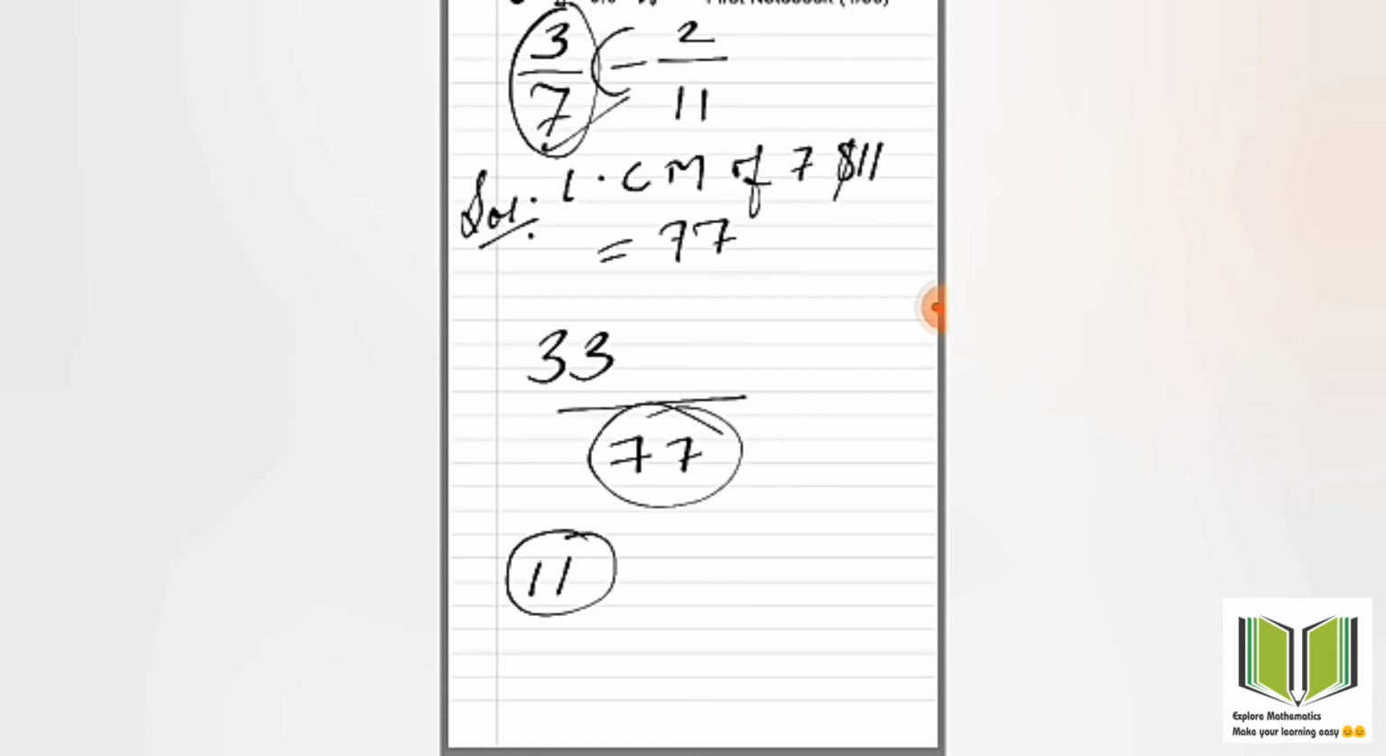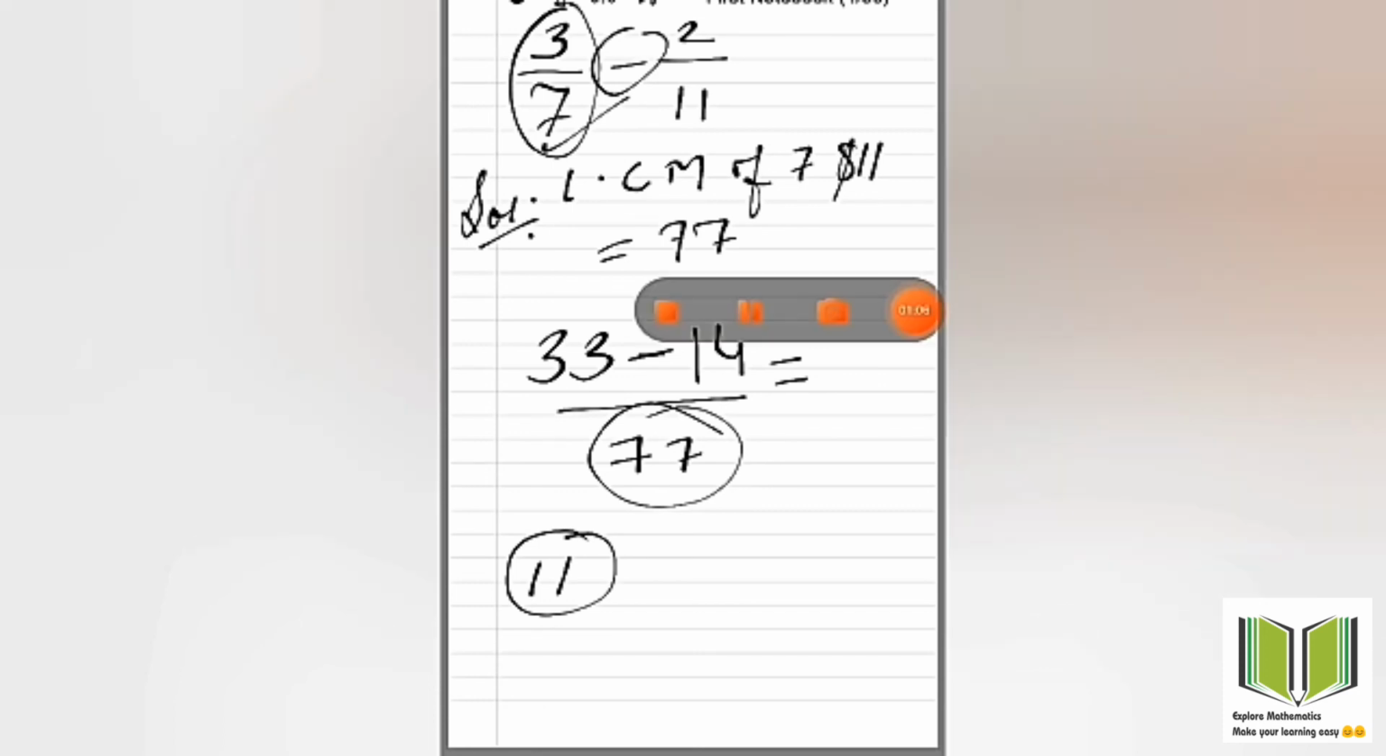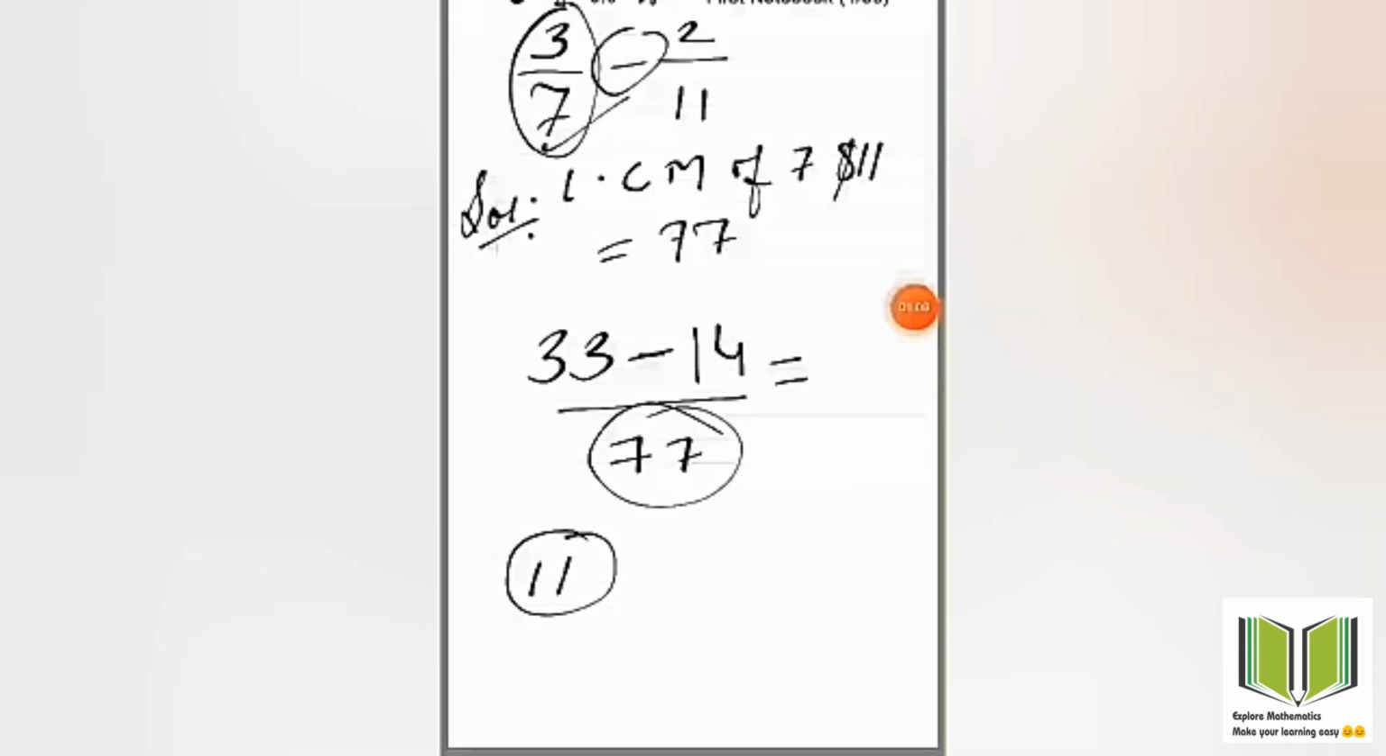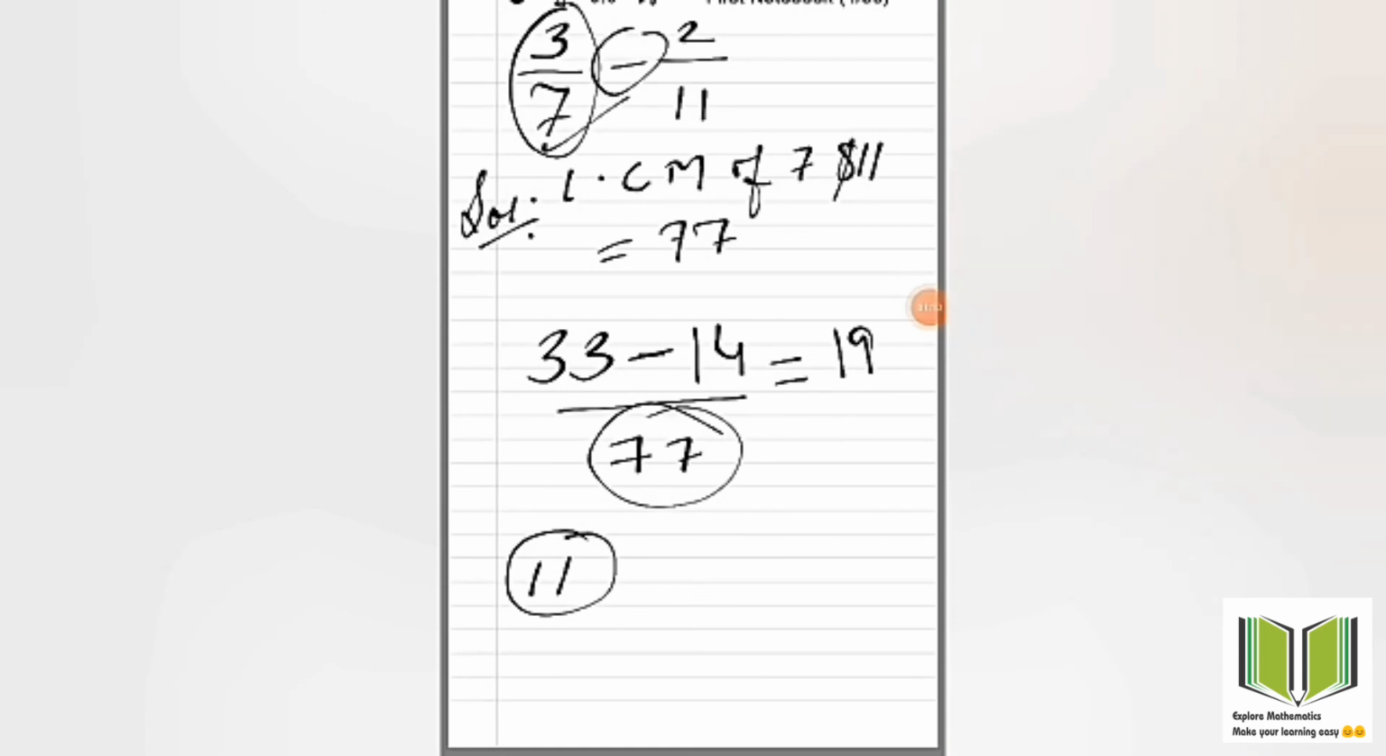After that we have sign of subtraction. Now again divide 77 by 11, we get 7. After that we have to multiply that quotient with numerator. So 7 multiplied by 2 is 14. Now simply subtract 14 from 33. And we get 19 by 77, and this is a proper fraction, so no need to convert into a mixed one, and this one is our final answer.